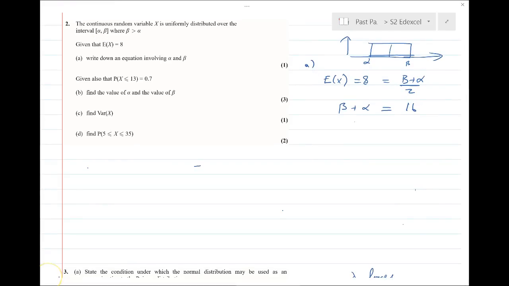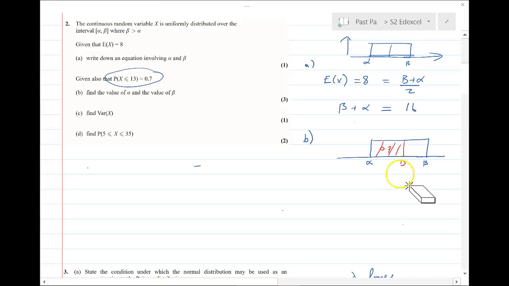Okay. In part B, it gives us some more information that will get us to work out alpha and beta. It tells us that the probability that x is less than 13 is equal to 0.7. So let's put that in the diagram again. Okay, so this is 0.7 here. My 13 and my beta look very similar, so let's distinguish between those. So that's 13 and beta equals 0.7.